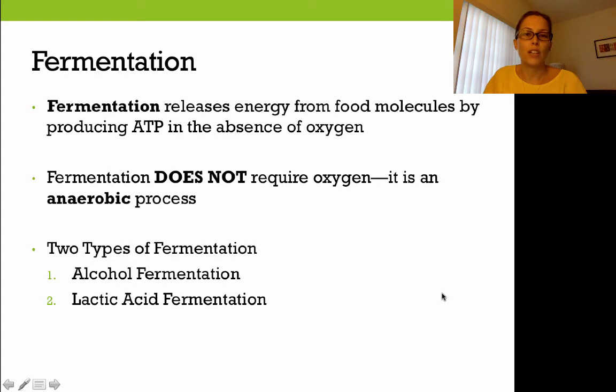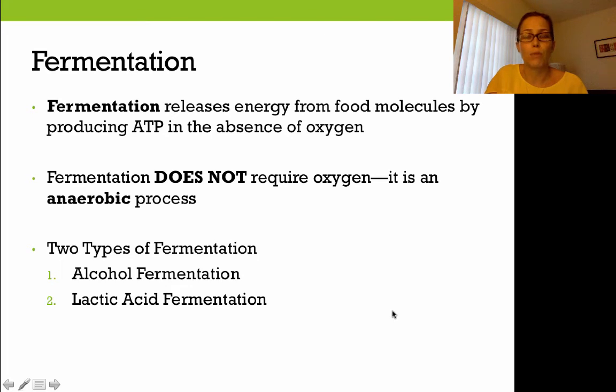So fermentation is the release of energy from food molecules by producing ATP in the absence of oxygen. So this is also known as anaerobic respiration because it's without using oxygen. So fermentation, again, does not require oxygen. It is an anaerobic process. And there's 2 types of fermentation. There's alcoholic fermentation and there's lactic acid fermentation.